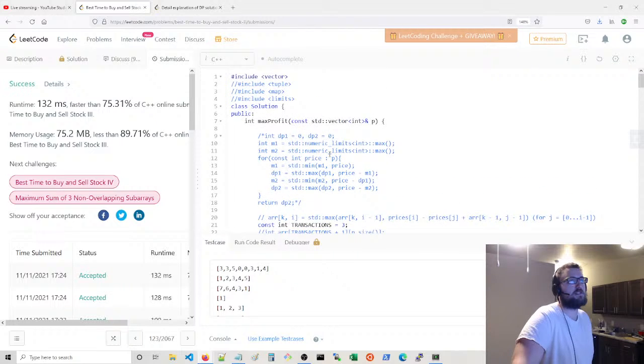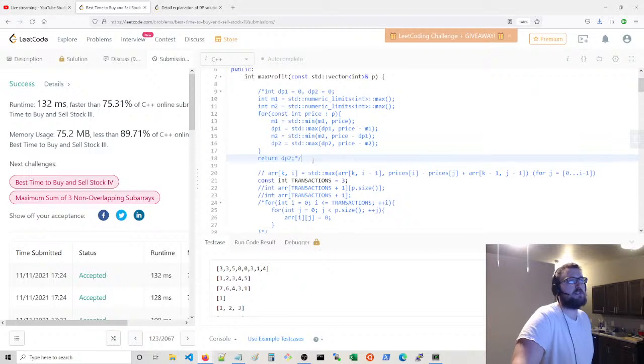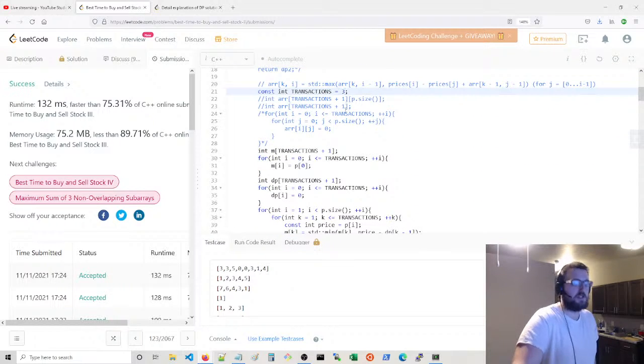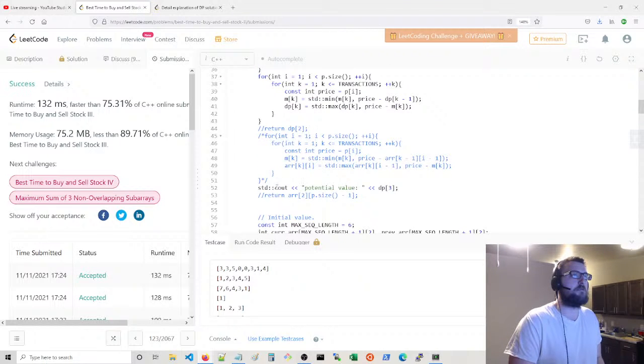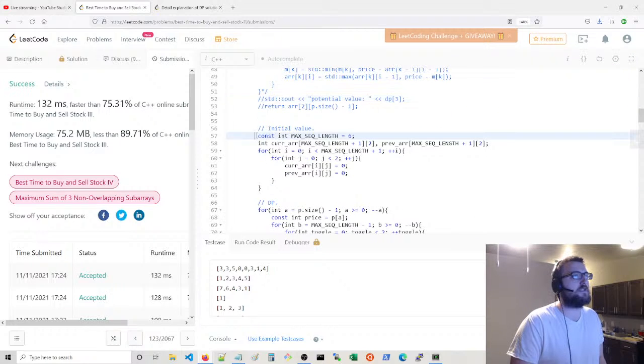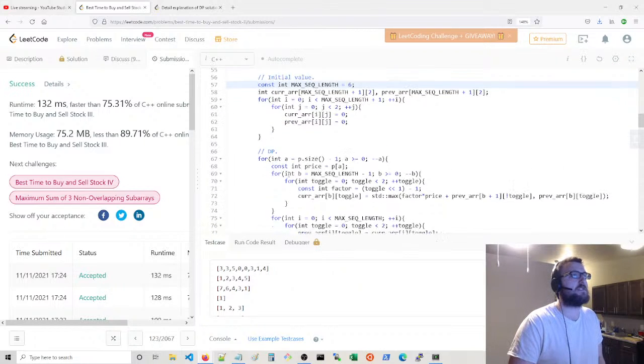So yeah, there's a lot going on here. We change this back to 2 and then submit it again. Look at all this code I got going on here. This is kind of a mess.